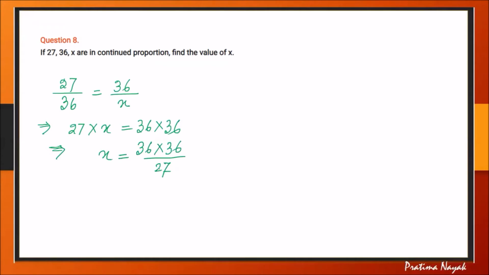9 is what for? 9 3 times, 9 4 times. Then again here you can cancel 36 with 3. 36 with 3. 3, 12, 3 times your 36. So what you are getting? You are getting 12 into 4. 12 into 4 is 48. So what is the value of x? X is equal to 48.